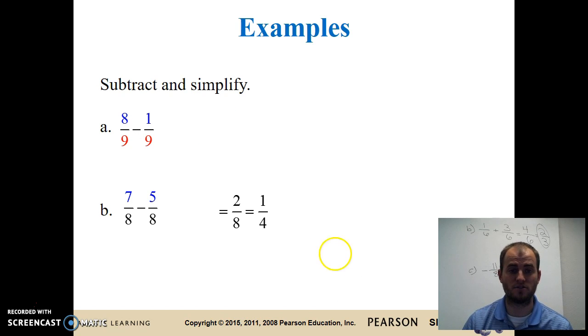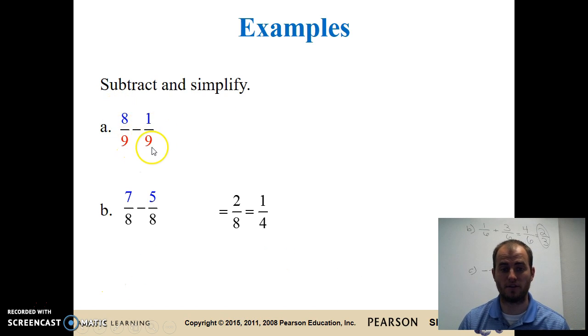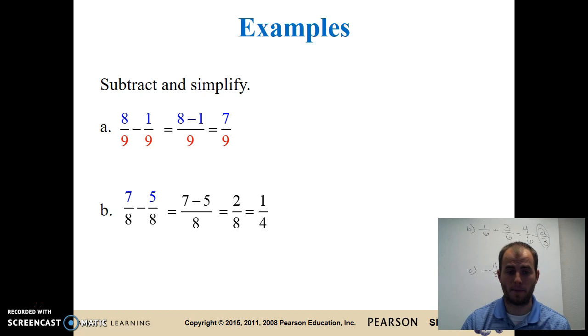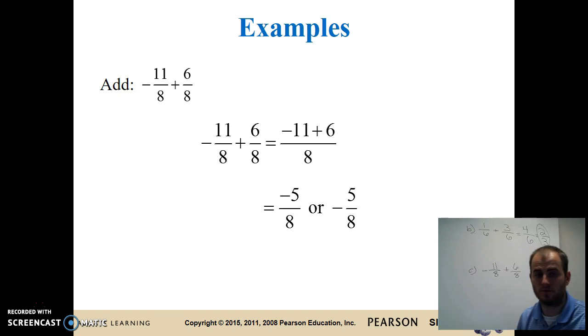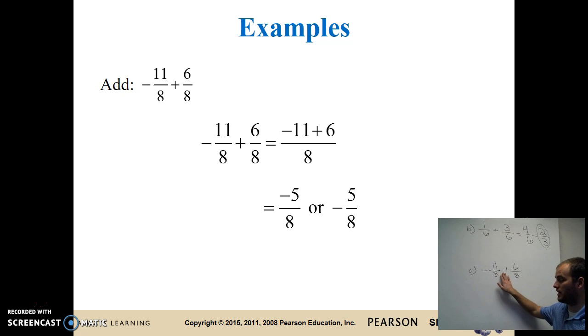To subtract, similarly, 8/9 minus 1/9. You subtract their numerators. 8 minus 1 is 7, so 7/9. For letter B, 7/8 minus 5/8 would give us 2/8, which reduces to 1/4. Alright, for letter C, I'll do this one on the board with you. Negative 11/8 plus 6/8. This is an addition problem.